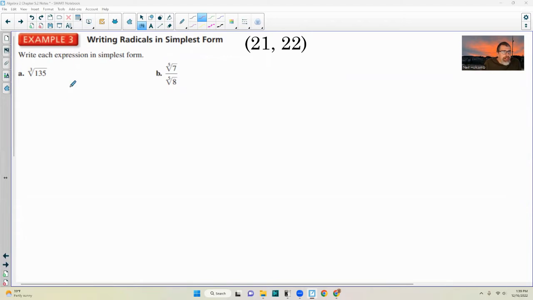Example 3, writing radicals in simplest form. Write each expression in simplest form. The book shows one way to do it, but they were asking you to try to find perfect cube factors of 135 to come up with 27 times 5. I prefer not to do that, so I'm just going to show you how to do it with a factor tree. So I'm going to take 135 and do a factor tree.